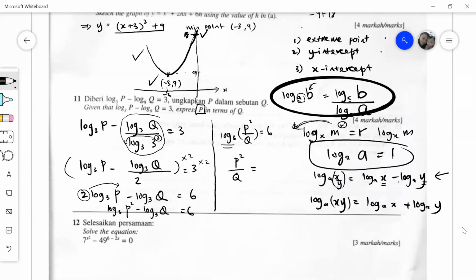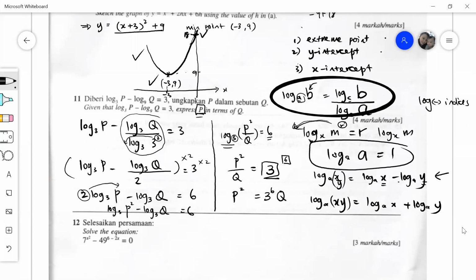The base of the log, now we know the log and index, they are cousin to each other. So if you want to change the log to the other side, it becomes index. Index form will come in this pattern. So the base of the log will become the base of the index. What happened to the 6 here? It becomes the index itself. Therefore, P squared will equal to 3 to the power of 6 times Q.